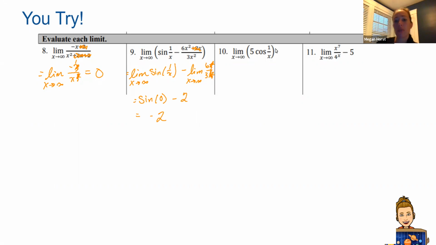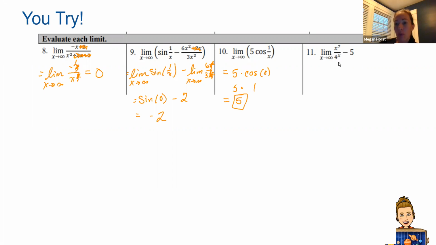Next up, we have 5 times cosine of 1 over x. So again, 1 over x means that I really have the cosine of 0. So this is equal to 5 times the cosine of 0 radians. The cosine of 0 is 1. 5 times 1 is 5.